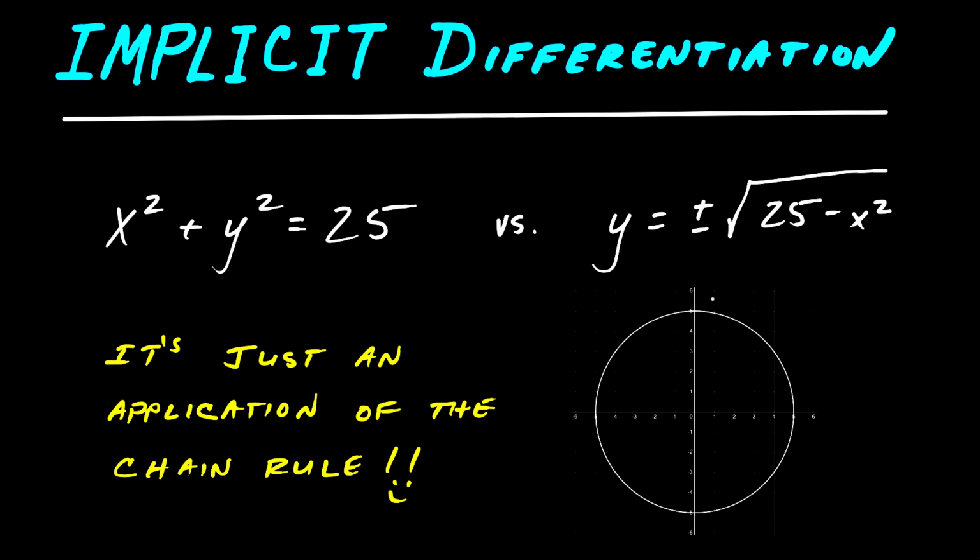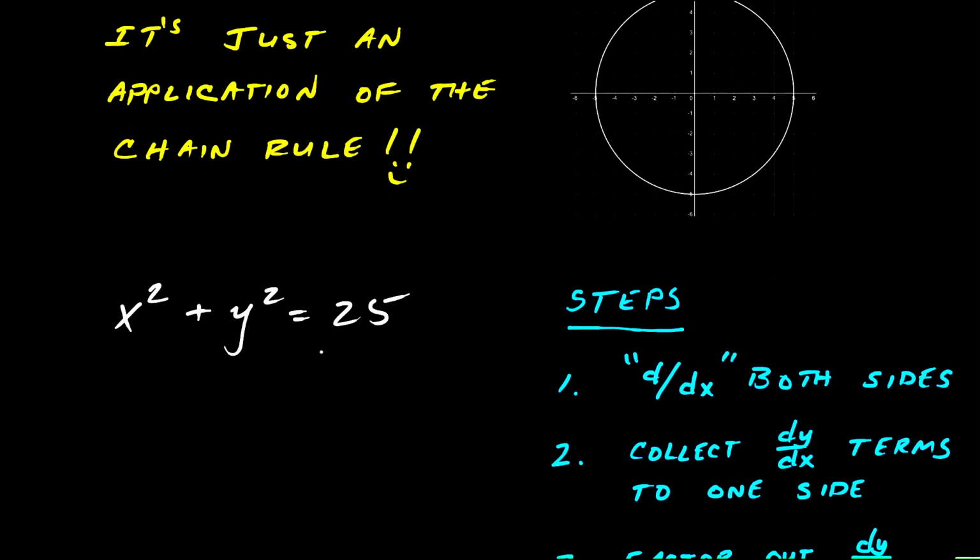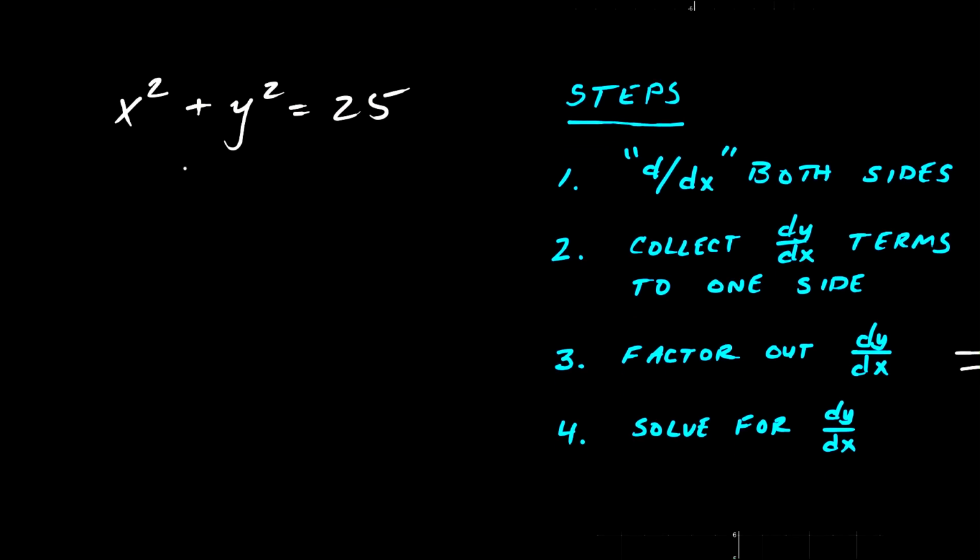we're looking for. Now, the explicitly defined y equals here is a little more challenging, requires a chain rule, it's a little messier. Implicit's going to be easy. It's just going to be an application of the chain rule. So let's take a look. We have x squared plus y squared equals 25. We're simply just going to d/dx both sides like we normally would.